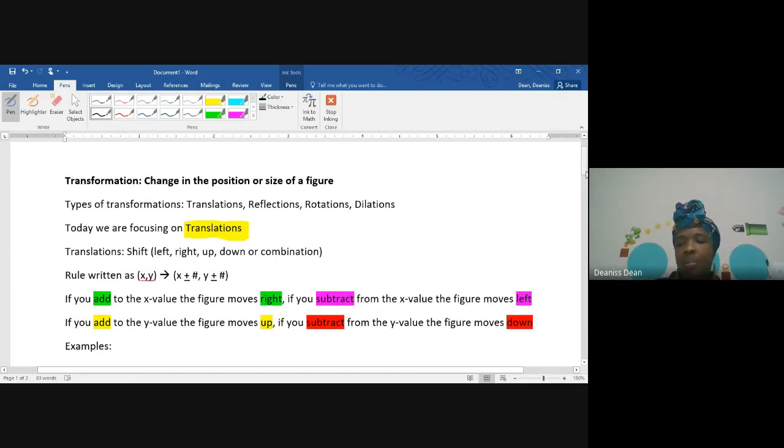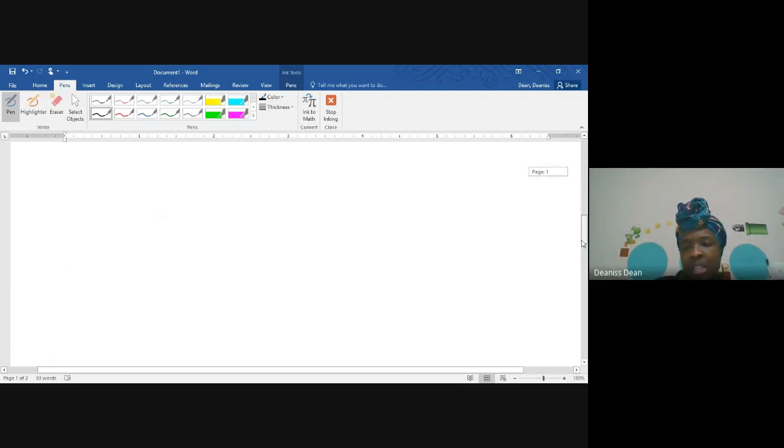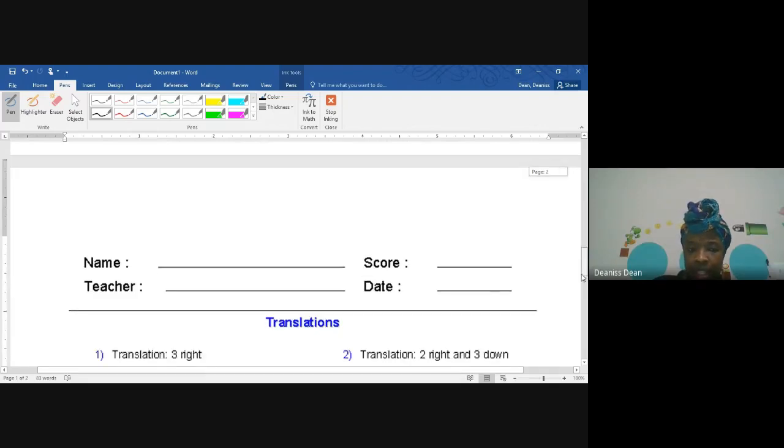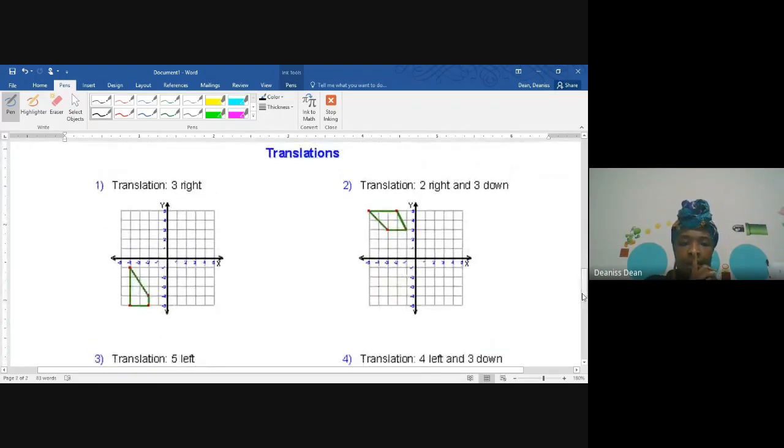And really, this is just going over practice things because, like I said, it's a 5-question assignment on USA Test Prep. It's not that long. So here you go. We want to translate this figure to the right. The first one, number 1.